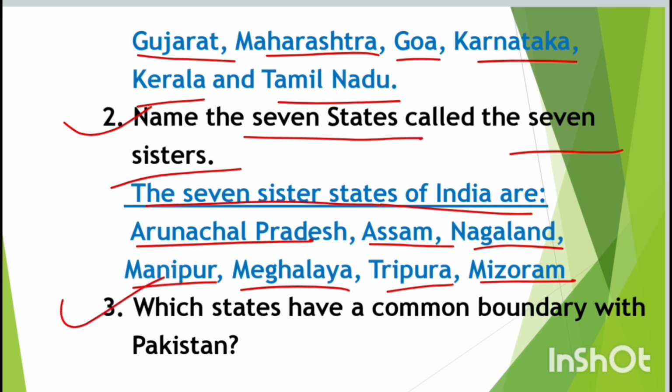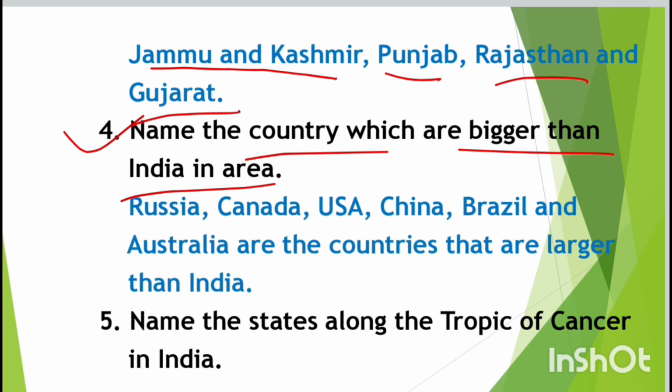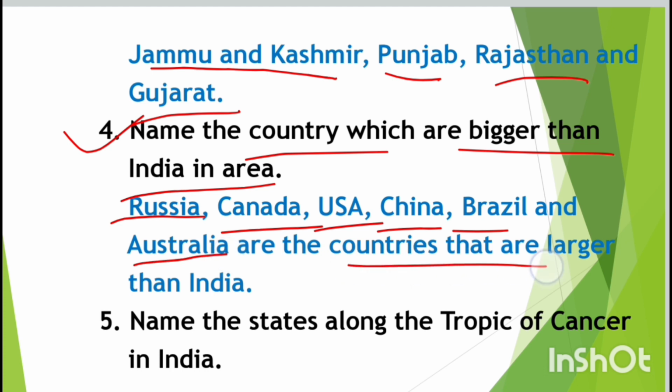Next question, question number 3. Which states have common boundaries with Pakistan? Answer, Jammu and Kashmir, Punjab, Rajasthan and Gujarat. Next question, question number 4. Name the countries which are bigger than India in area. Answer, Russia, Canada, USA, China, Brazil and Australia are the countries that are larger than India.